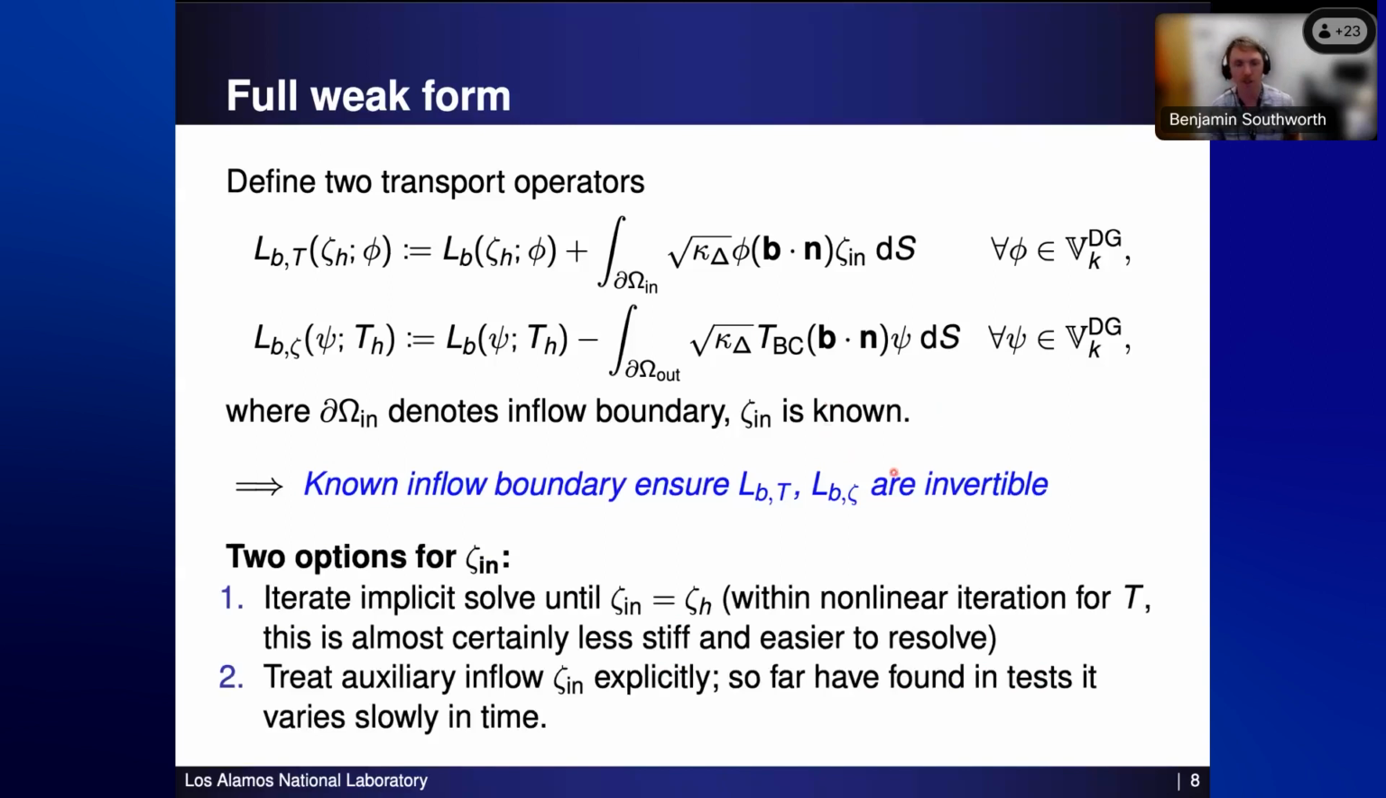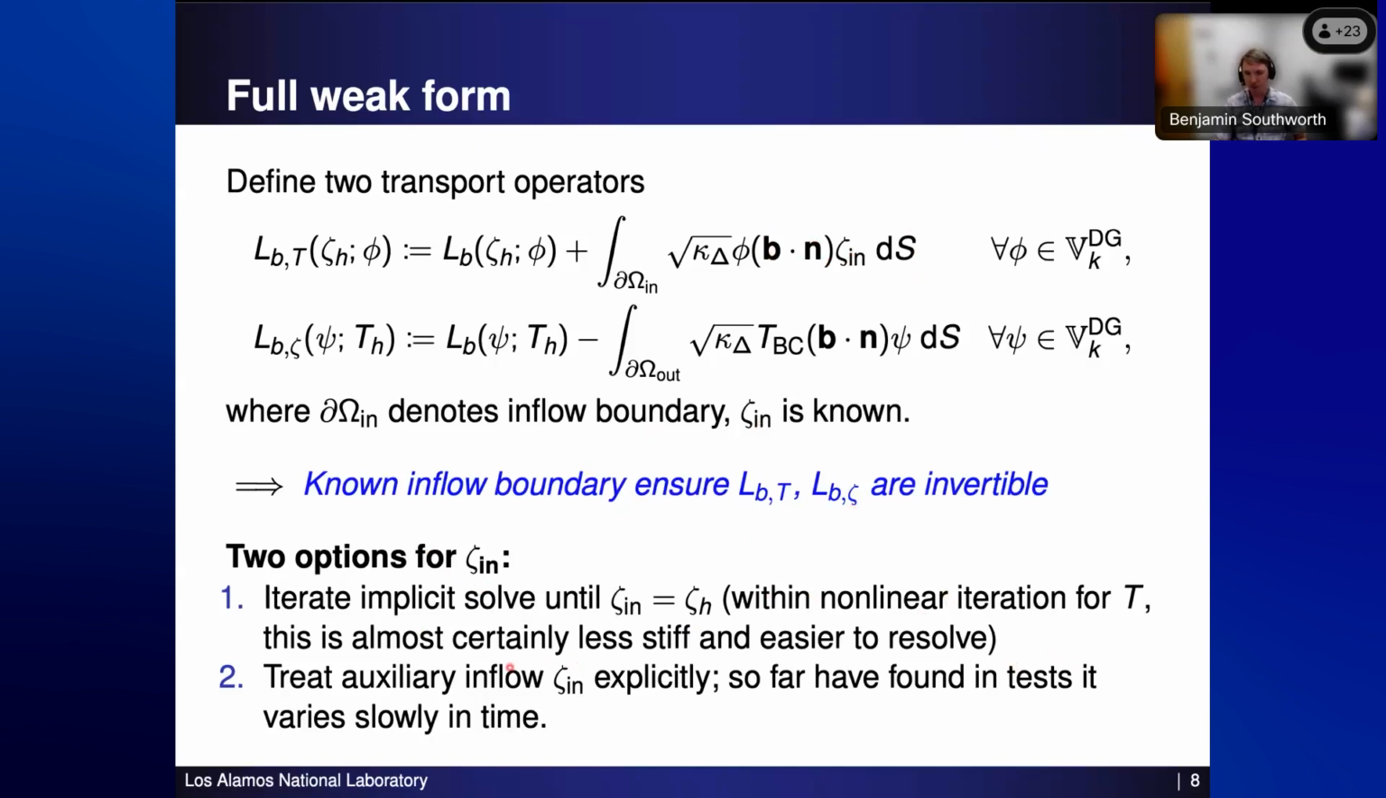There are two ways we can do this. One of them is simple: we just iterate within a Picard iteration implicit solve until the inflow boundary condition equals the solution zeta_h. Right now we're focusing on a linear formulation of the problem, but in anything practical, this is going to be a full nonlinear equation in T, where the diffusion coefficients depend on the temperature. Within the nonlinear iteration for T, we're 99% sure that this is less stiff and easier to resolve than the actual temperature nonlinearity. And so we think we're going to get this for free when we go nonlinear.